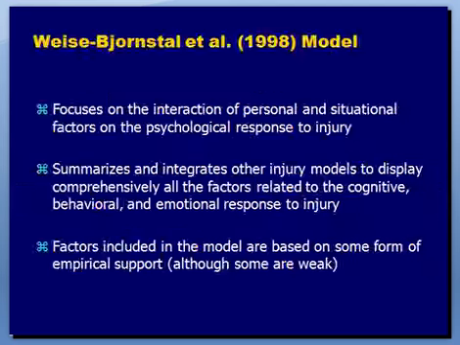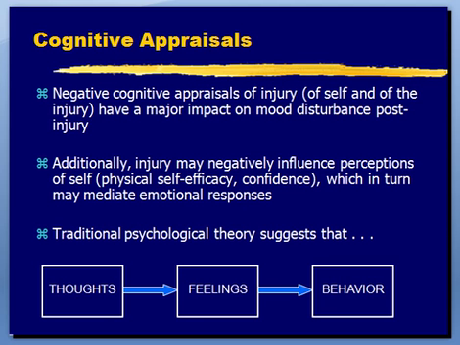Now the other model that is in your textbook, and you'll recognize the Wiese-Bjornstal name, that they have put out, relates to response to injury. The good part about this model is that it integrates the Williams and Andersen model, and they've basically looked at all the literature and shoved in all of the personal and situational factors that may affect how an athlete appraises their injury. So let's look at some of the pieces of this. But let's first understand cognitive appraisals. I think I mentioned it before, but let's make sure we're on the same page.